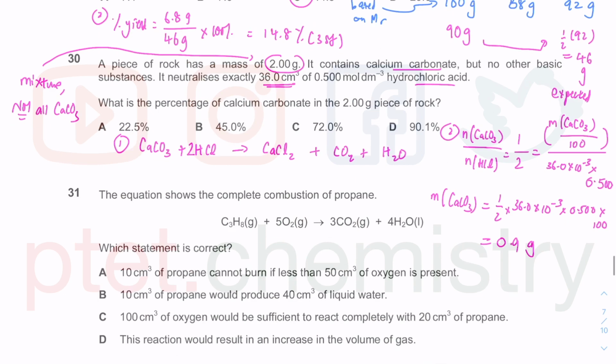Now out of the 2 gram, only 0.9 gram is pure calcium carbonate that reacted. So the percentage of calcium carbonate means out of the 2 gram, only 0.9 gram is calcium carbonate. So that is going to be 45% percentage purity. So that's option B there.